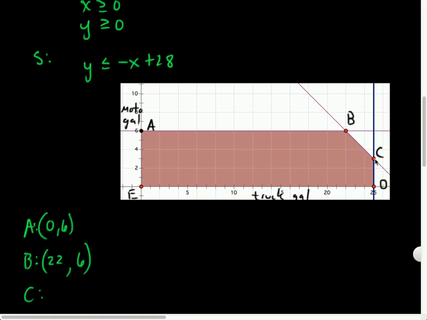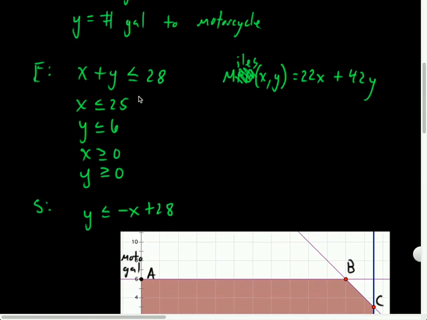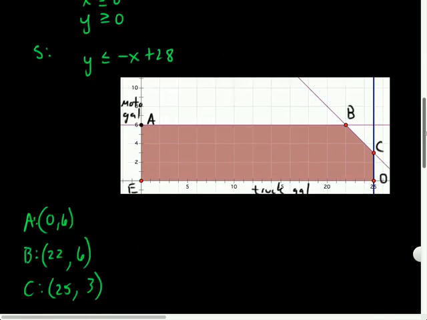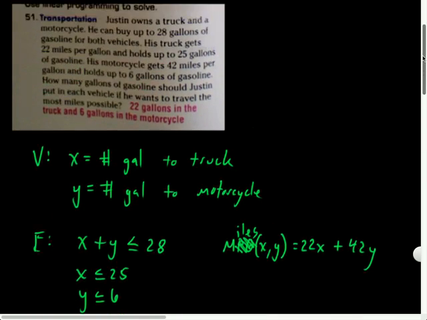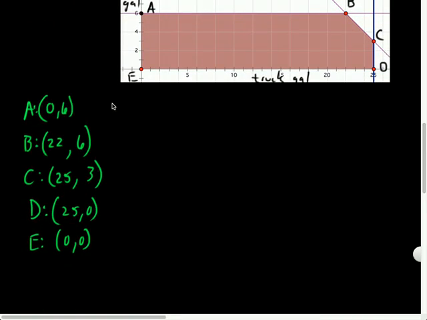C is, let's see, the x coordinate is 25, and that's made up of the same diagonal line. So if I plug in 25 for x and subtract it from both sides, I get y equals 3. D is 25, 0, and E is 0, 0. Right? So let's plug these into our equation. So what was the MPGs? It was 22, 42. So this is 22 times 0 plus 42 times 6.